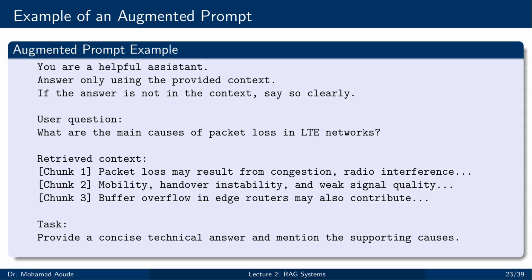Then we see the user question, followed by retrieved context in chunk form, and finally a task instruction specifying the expected output. This structure is strong because it separates the components clearly. The model knows what the question is, what evidence it may use, and what behavior is required. A weak prompt often mixes these things together loosely. A strong prompt organizes them explicitly. In practical engineering, this kind of structure can significantly improve answer reliability.